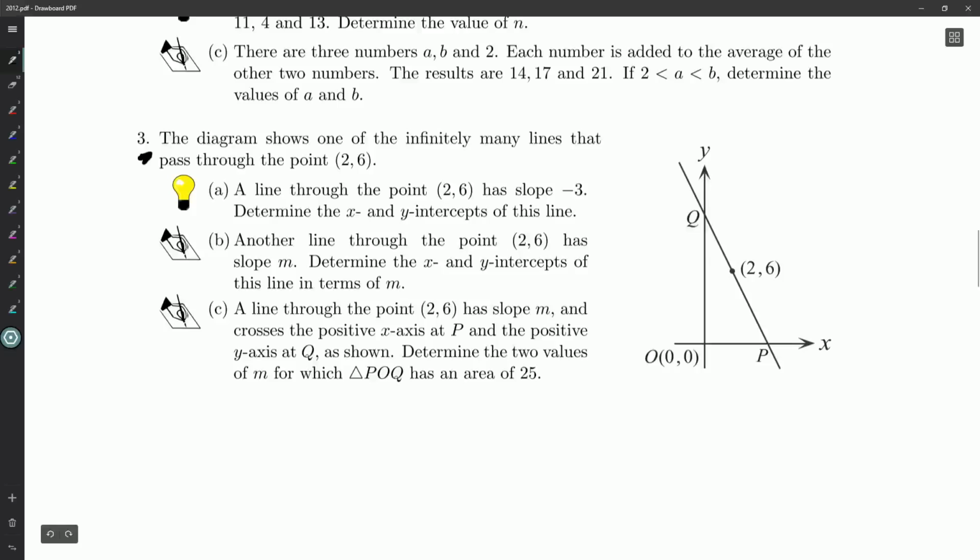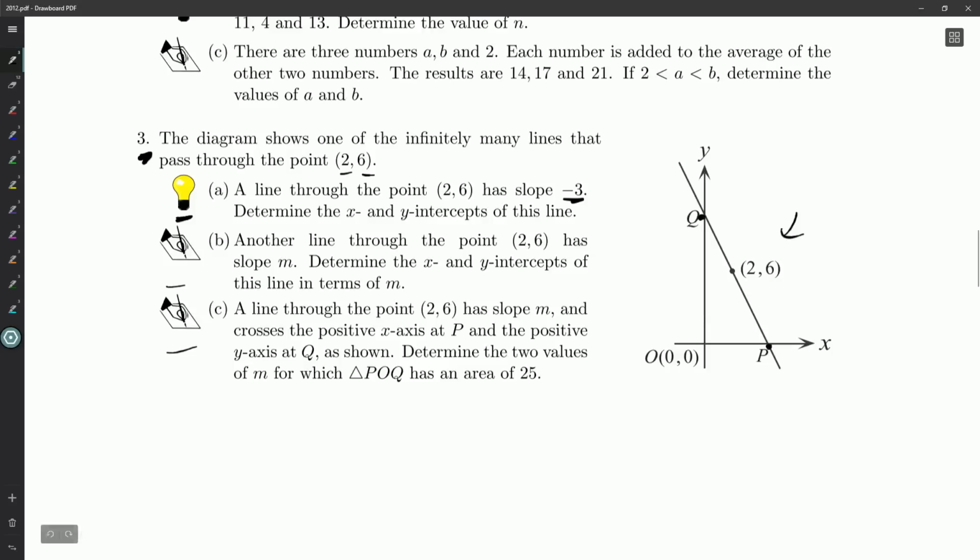We're looking at question 3 on our 2012 Galois paper. The diagram shows one of the infinitely many lines that pass through the point (2, 6). That's true. So what do we got? We got a light bulb and 2 written. I bet they're all concerning lines passing through (2, 6). So, A part. A line through (2, 6) has slope -3. Determine the x and y intercepts. So, P and Q here.